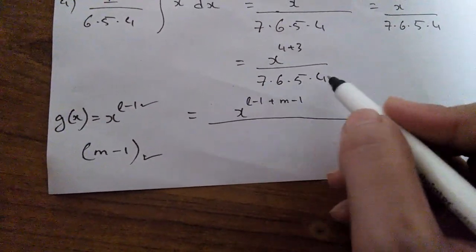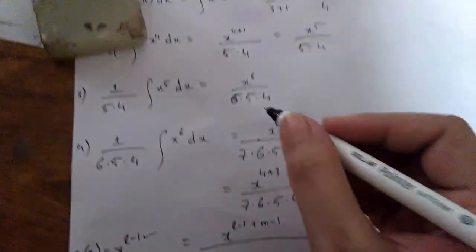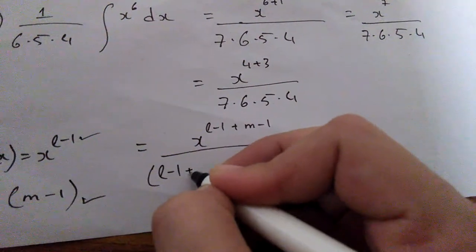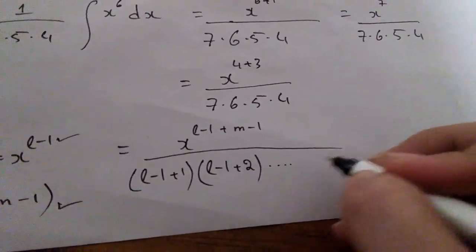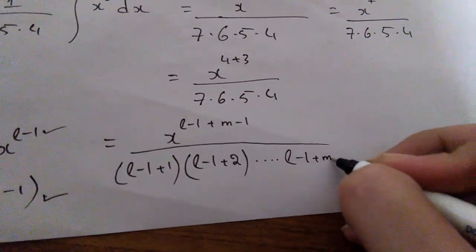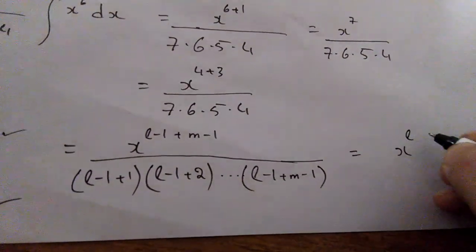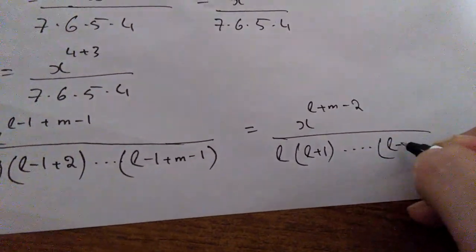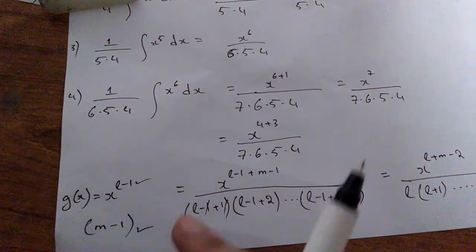And in the denominator, what numbers are you going to write? The first number was your 4 here, and you obtain that 4 by adding 1 to the power. Over here our power is L minus 1, so L minus 1 plus 1. Then L minus 1 plus 2, and so on. You keep on going till L minus 1 plus m minus 1. That's how you finally get this form: L, L plus 1, up to L plus m minus 2. This is what you get after integrating this function m minus 1 times.